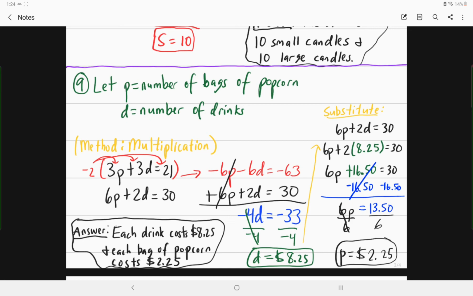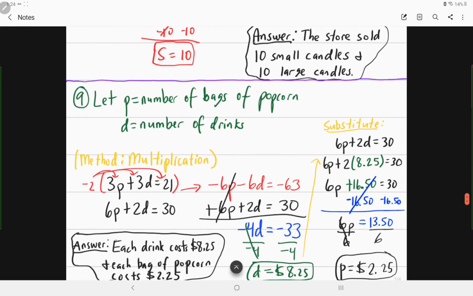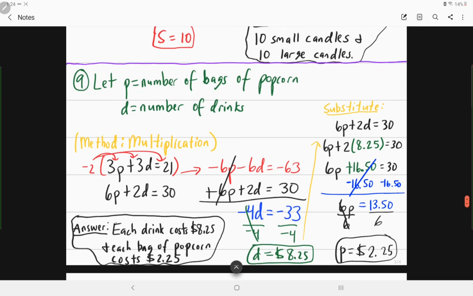Remember, we're not done. We take that and we substitute. So again, choose either the top or the bottom equation. I chose the bottom one, 6P plus 2D equals 30. And I got P equals 2.25. So each bag of popcorn costs $2.25.